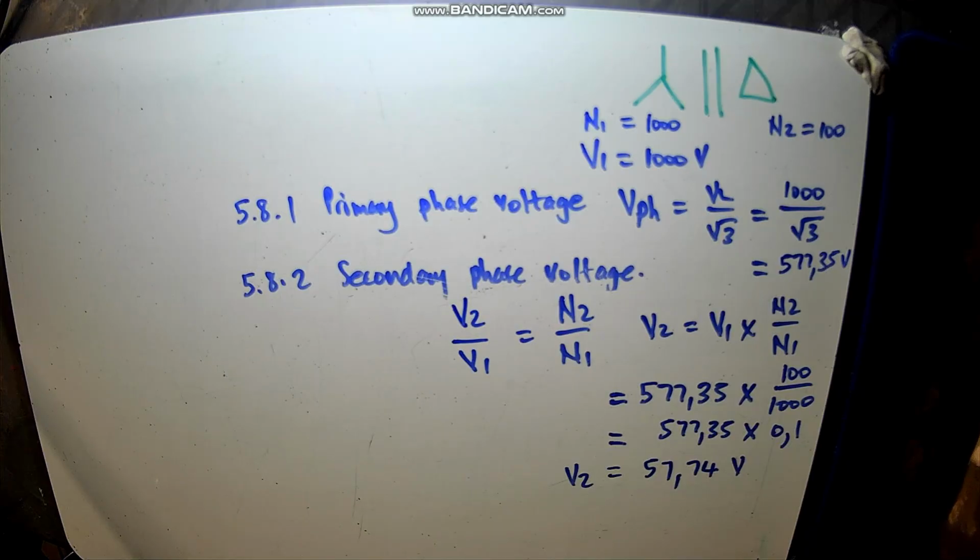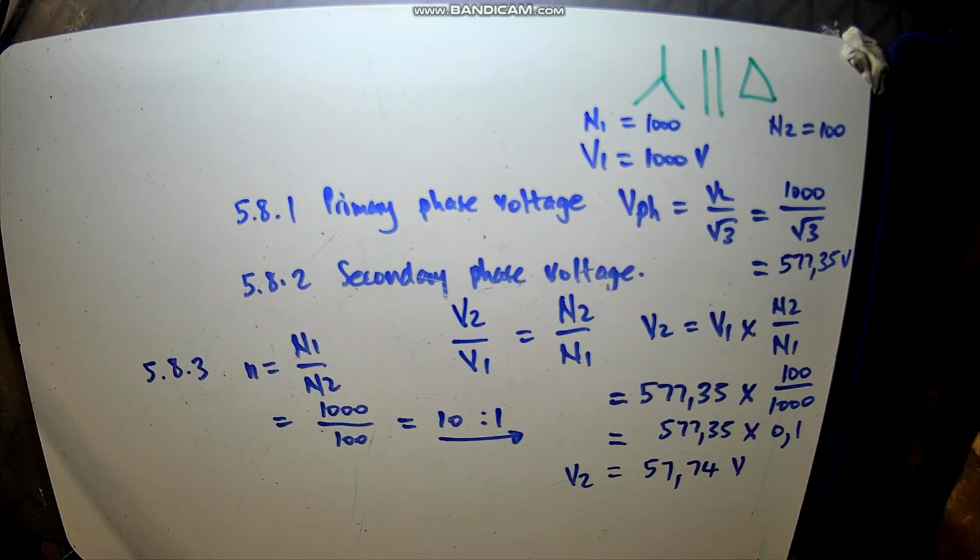Now 583 wants the turns ratio, which is already on the screen, but do note it's kind of tricky because it must be N1 versus N2, not N2 versus N1. So it's going to be 1000 divided by 100, and that will give me an answer of 10:1. In your time, you can experiment by using the phase voltages of V1 and V2 and see if you can still get the answer of 10:1. If you try this out, you'll have full understanding.